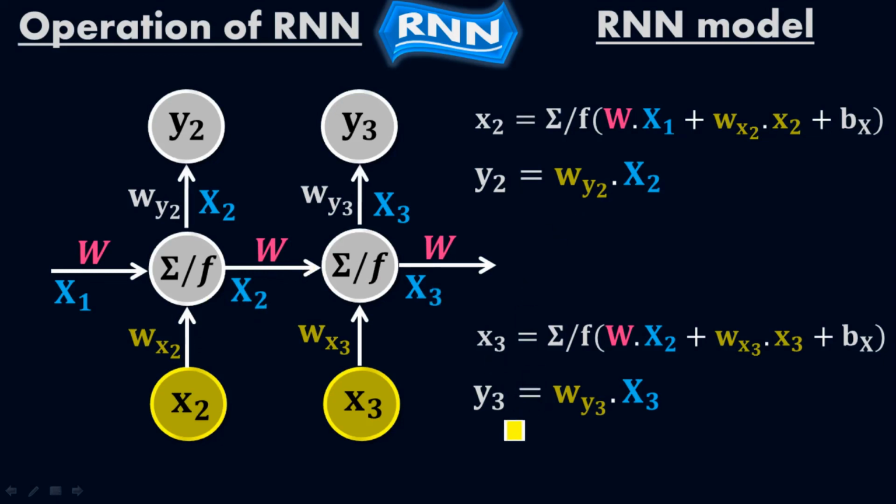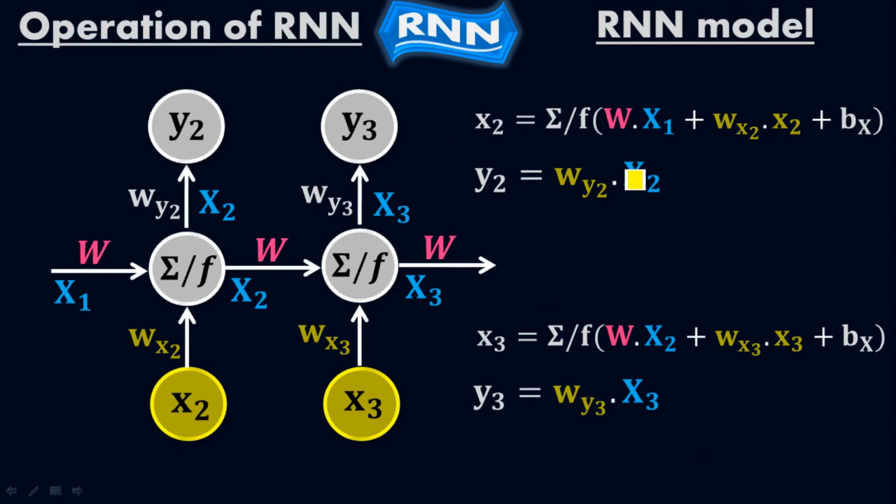Similarly for x sub 4, if there is x sub 4, there will be summation with activation function of W times x sub 3 plus W sub x sub 4 times x sub 4 plus B sub x. You can go further and add more input and output layers like x sub 4, x sub 5. You can go further on the right side. You can add more layers like x sub 4, y sub 4, x sub 5, y sub 5, x sub 6, y sub 6, and so on.